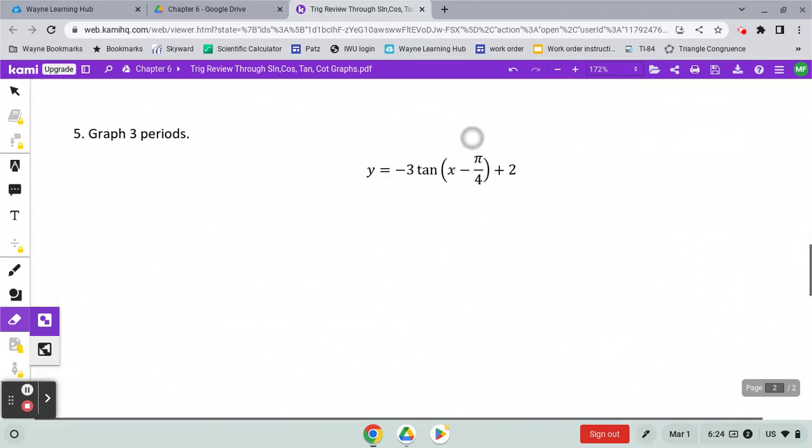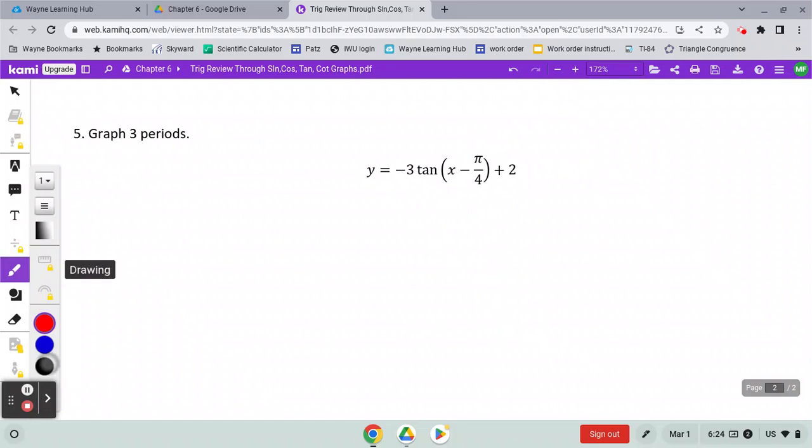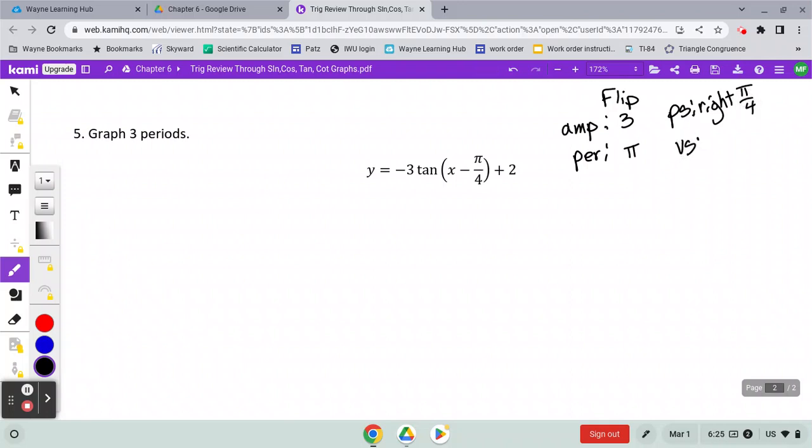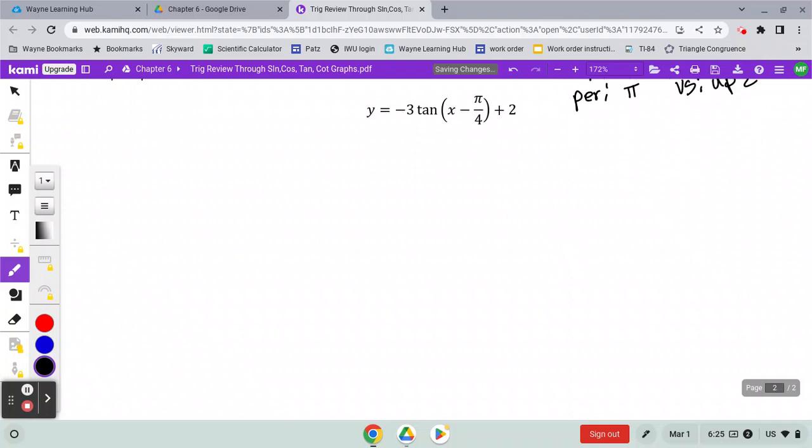So if we look at this number 5, this next one here is asking us to graph tan. So our amplitude is 3. Once again, don't forget, this is a flip. Okay, what is your period? Remember, with tan and cotan, it's different. It's pi over b. B is 1 here, so it's just pi. Now we look, is there a phase shift? And yes, there is. It's going to go right pi over 4. And then is there a vertical shift? Yes, there is again. It's going to go up 2. Okay, so we go ahead and draw this in, up 2.